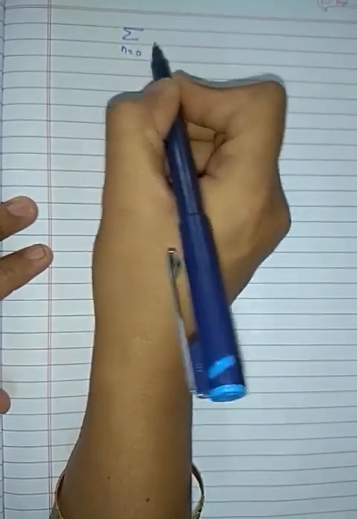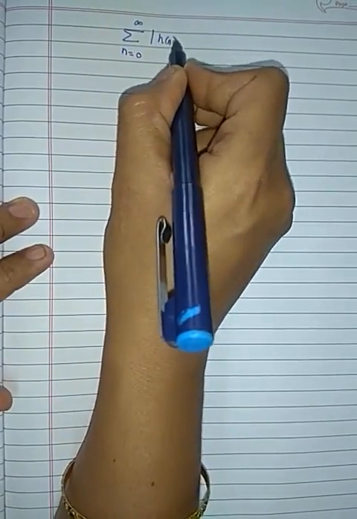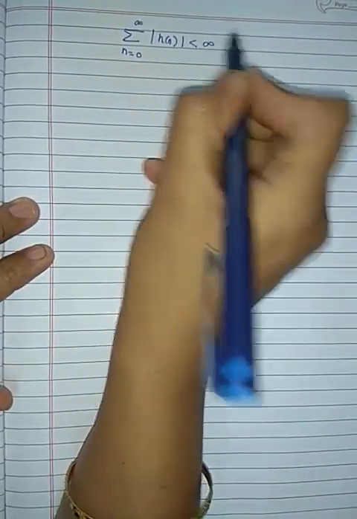Okay, so we know that the necessary and sufficient condition for a causal linear time invariant system to be BIBO stable is, the condition we have seen in our earlier videos, that the summation from n = 0 to infinity of the modulus of h(n) should be less than infinity.